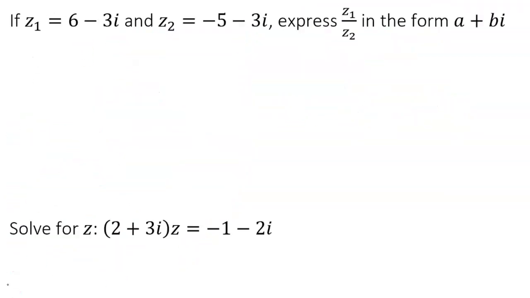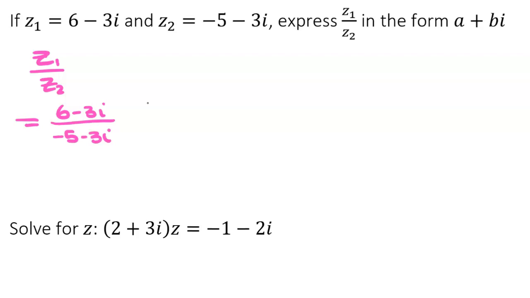So here's another example. We've got z1 equals 6 minus 3i, and z2 equals negative 5 minus 3i. We want to express z1 divided by z2 in the form of a plus bi. Okay, so z1 over z2. That's going to be 6 minus 3i over negative 5 minus 3i.